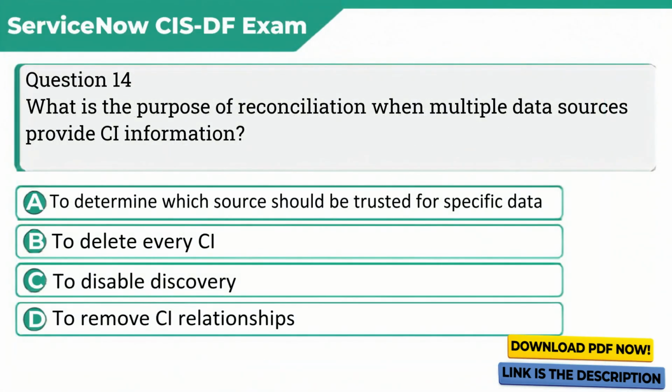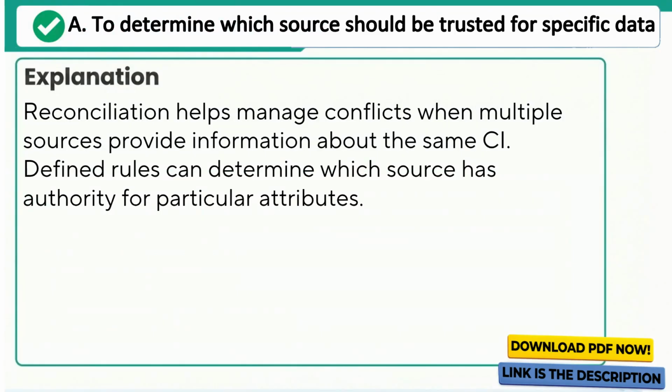Question 14. What is the purpose of reconciliation when multiple data sources provide CI information? A. To determine which source should be trusted for specific data. B. To delete every CI. C. To disable discovery. D. To remove CI relationships. Correct answer, A. To determine which source should be trusted for specific data. Explanation. Reconciliation helps manage conflicts when multiple sources provide information about the same CI. Defined rules can determine which source has authority for particular attributes.